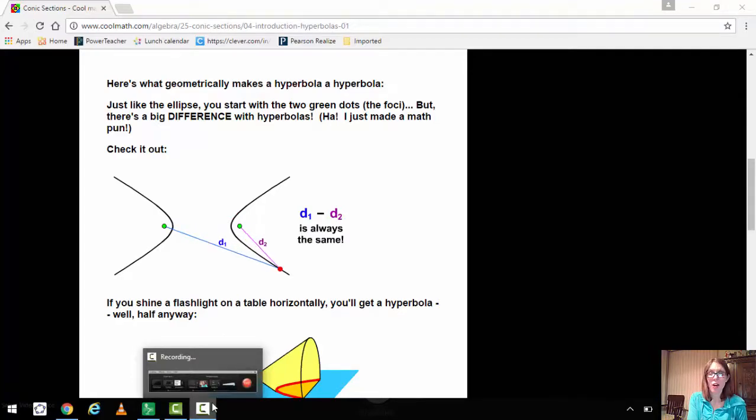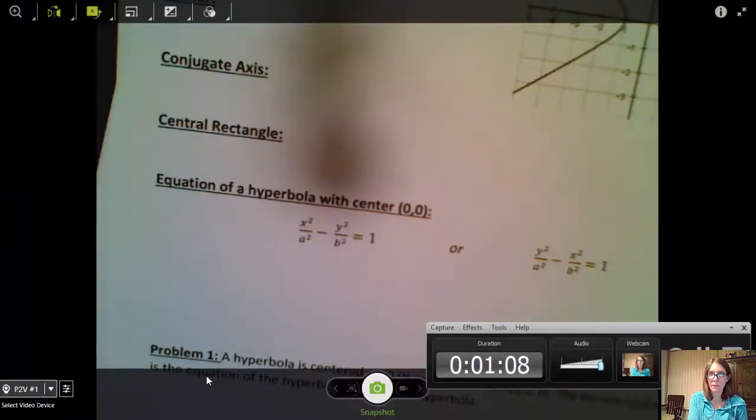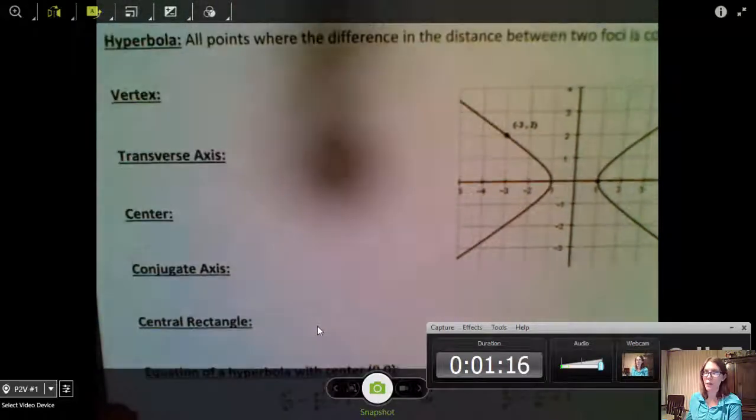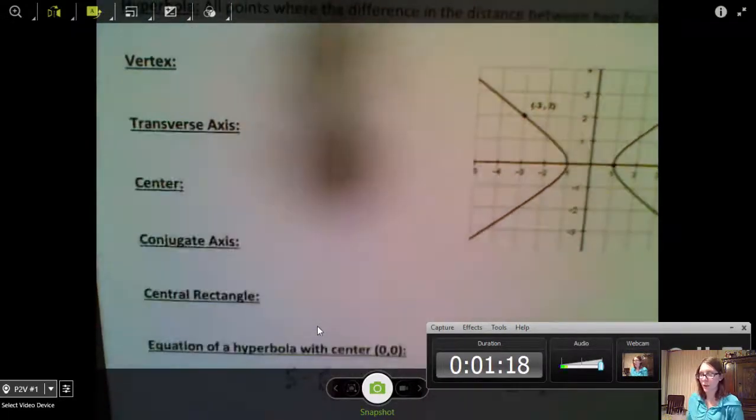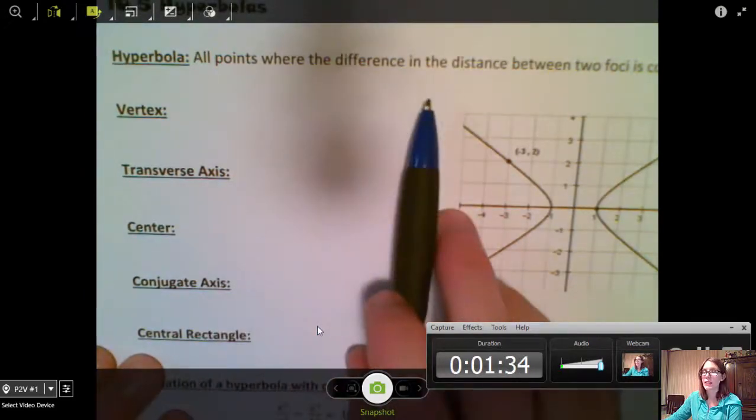The hyperbola is a lot harder to do as a construction with string, so that's why we're not really doing that. But hopefully seeing that animation will help you out a little bit. So we're going to go through some vocabulary here in section 5 before we get going with examples. And again, we have a lot of vocab to deal with. So in a hyperbola, here's our definition: all points where the difference in the distance between two foci is constant.